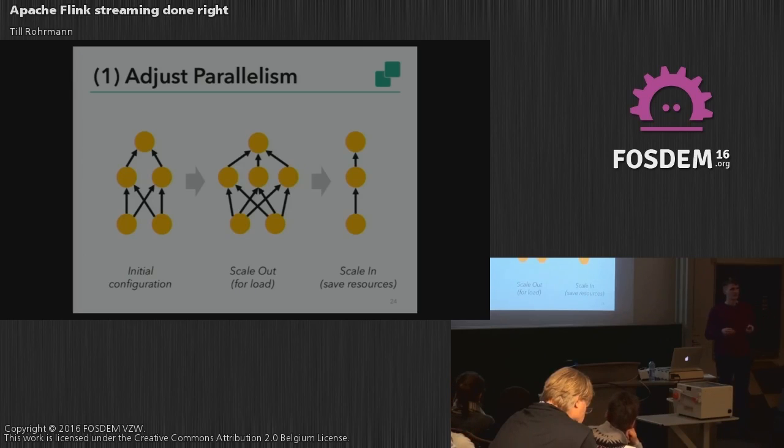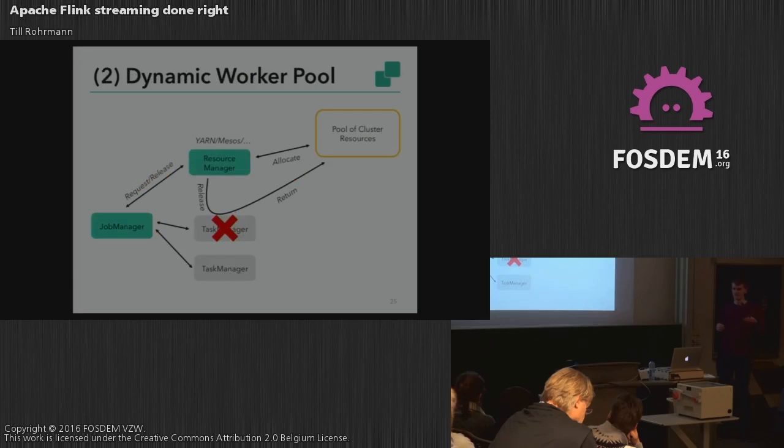And the same works the other way around as well: whenever an operator idles too long, the DOP of the topology will be decreased, so that you don't waste any resources. However, that only works if the architecture is capable of requesting new resources, which means new machines, and releasing these machines to a resource manager.